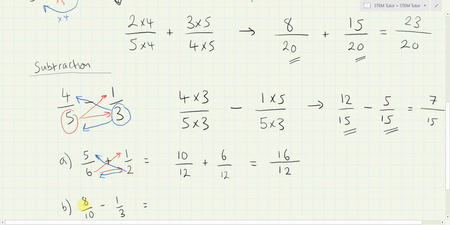Okay, down here, so again, 10 is multiplied top and bottom this side, 3 multiplied top and bottom this side. So let's start with this side. So 8 times 3 is 24, 10 times 3 is 30. Subtract 1 times 10 is 10, over 10 times 3 is 30. Again, denominator is the same, so this is something over 30. 24 minus 10 is 14.